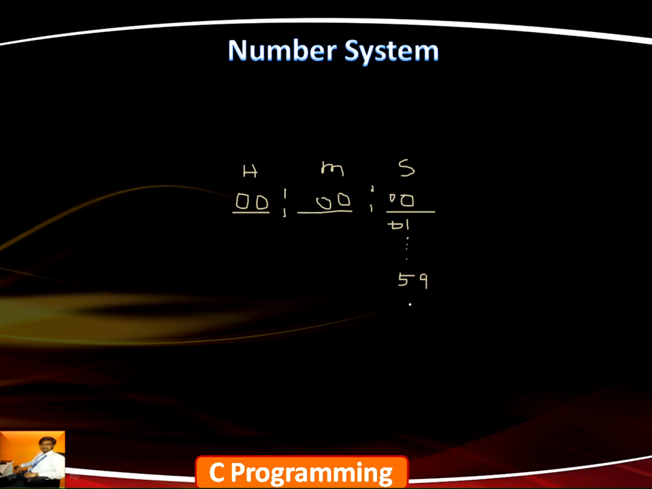If it encounters the 60th second, it resets its position to 0, because the maximum value it can store is only 59. It cannot accommodate 60, so it resets to the basic value 0 again, and the extra value is taken into consideration as 1 minute.